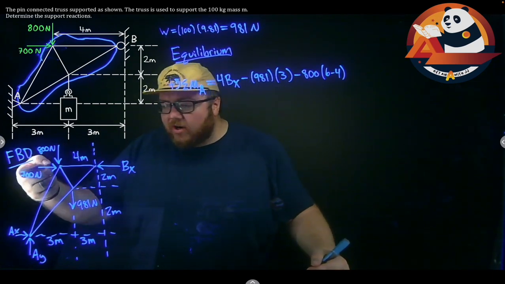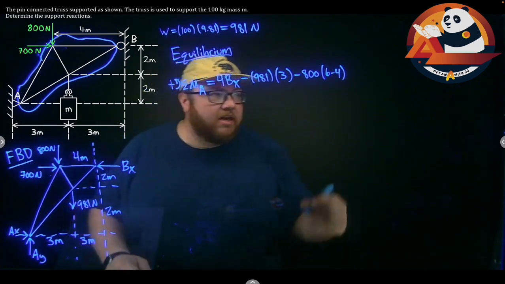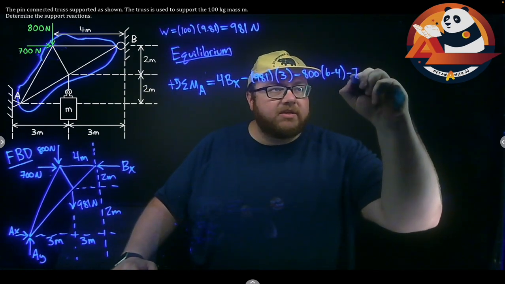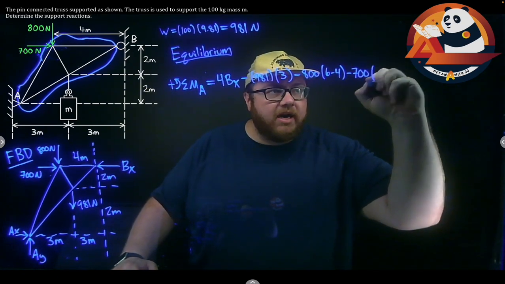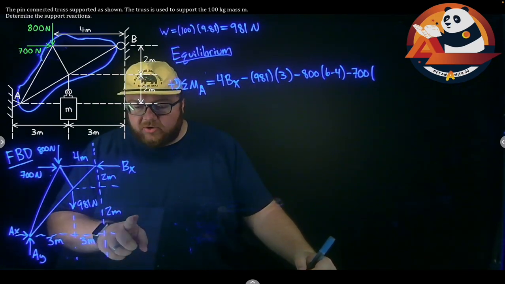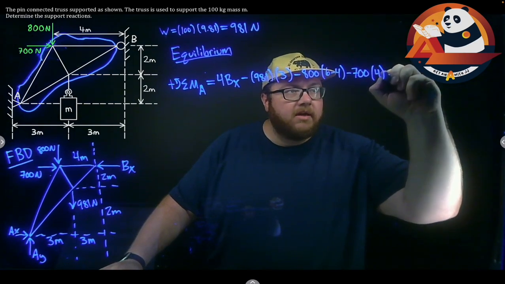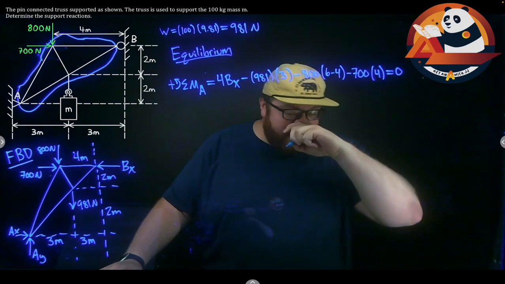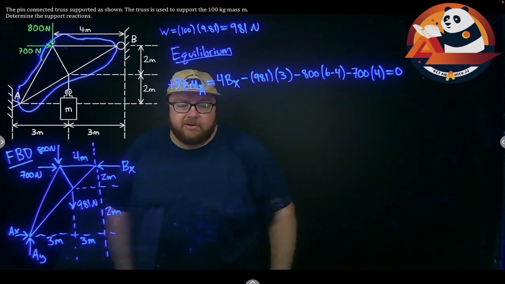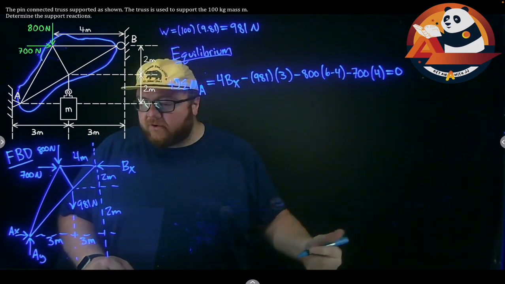And then our last force, 700 newtons, would also cause a clockwise rotation. So I'm going to say minus force is 700 times, I need a vertical distance because it's an x force, 2 plus 2 times 4. And that's everything causing moment at A. So I'll set my equation equal to 0. In here, Bx is my only unknown. I can solve for Bx then.